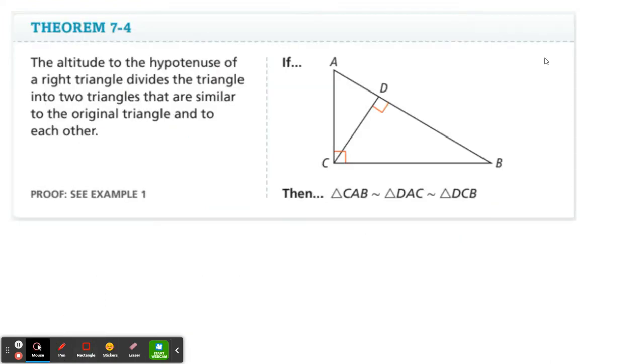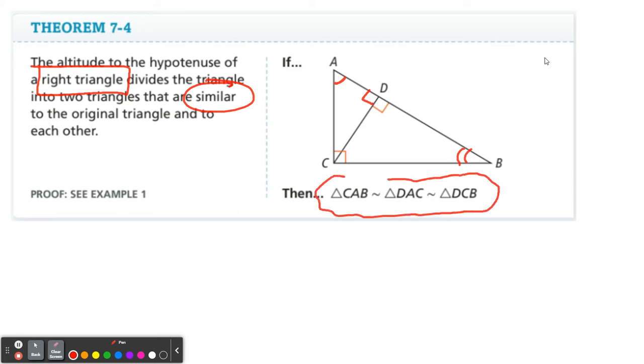All right, great. So let's look at the formal theorem here. It says the altitude to the hypotenuse of a right triangle divides the triangle into two triangles that are similar to the original triangle and to each other. Three similar right triangles. Right triangles are similar, right? So again, here's your picture here. Again, they share the right angles, and then the small triangle and the big triangle share angle A. The medium triangle and the big triangle share angle B. And again, here's the correspondence. And again, that's the part that's important.